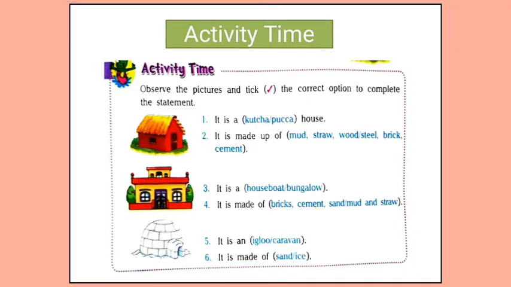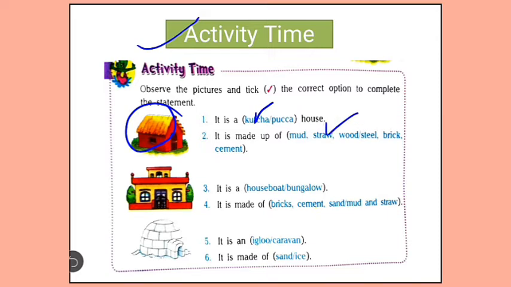Now it's time for a short activity. So here you can see that you are provided with some pictures, and in front of these pictures two statements are given. Out of that you need to take the correct one. Here we can see clearly that the first picture is of a hut, and a hut is a type of which house? Yes, kacha house. And so it will be made up of mud, straw and wood.